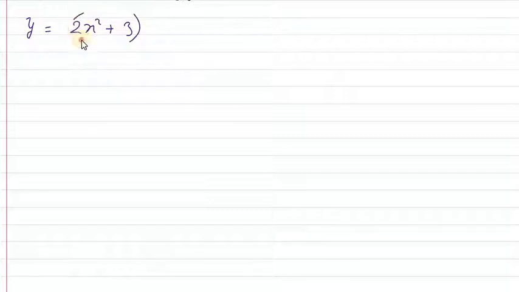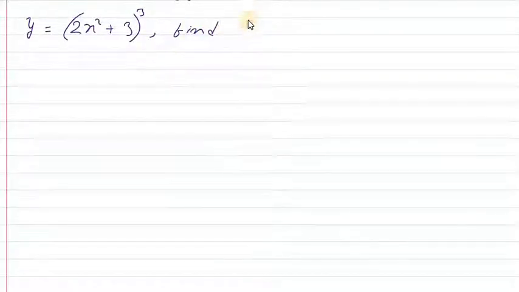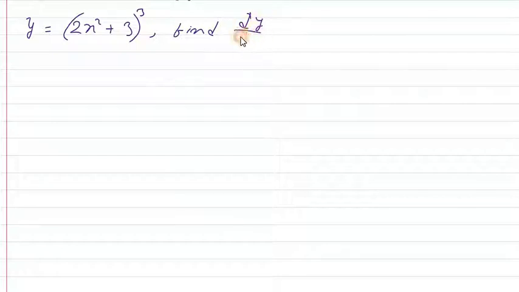Now let us review something. Let y equal 2x square plus 3 to the power 3. If you have to differentiate this, you have to find dy by dx. Can you try it? You can pause this video and try yourself, or you can continue watching. So you see, this is done by something called the chain rule.